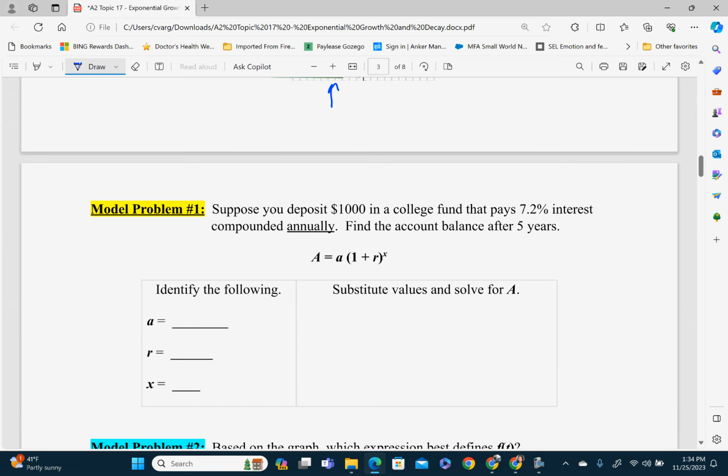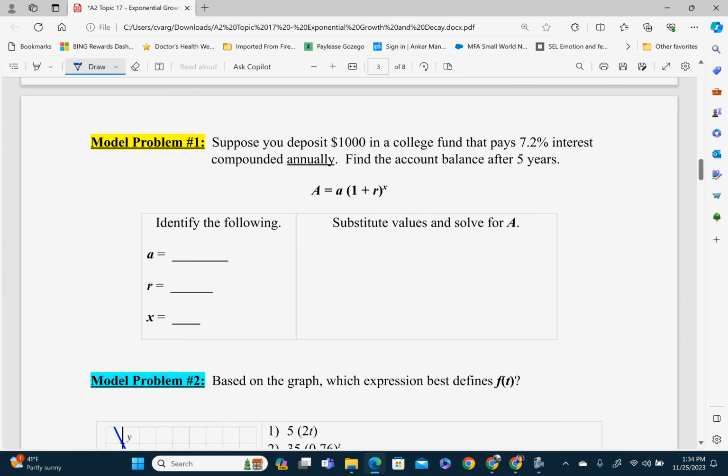Here's an actual problem. Suppose you deposit $1,000 in a college fund. This is our starting amount, our small a. The college fund pays 7.2% interest. The first thing we want to do is move that to a decimal, so 2 places to the left: 0.072. If there's no number here, there's an imaginary 0 and a decimal point. It's compounded annually, which means that it happens once a year, basically.